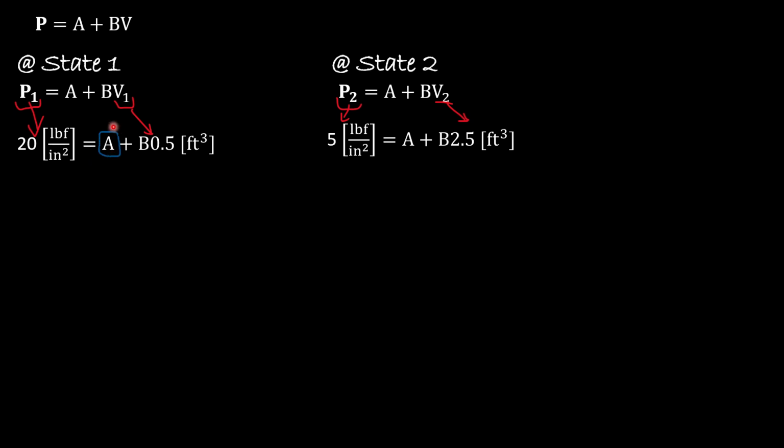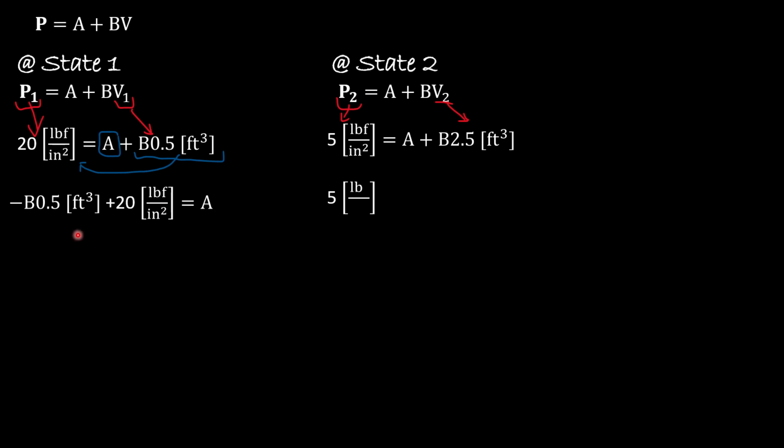Now what we want to do is solve for A. So we will take this to the other side of the equation. It will be minus B times 0.5 feet cube plus 20 pound force over inch squared equal to A. Now let's plug A into the equation at state 2. So A, we will replace it with minus 0.5 B feet cube plus 20 pound force per inch squared, plus 2.5 B feet cube.